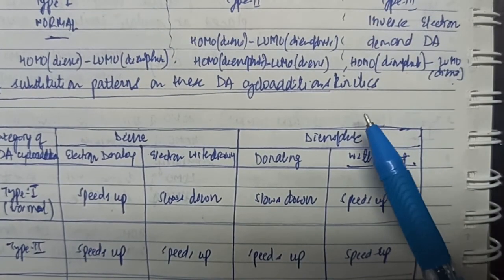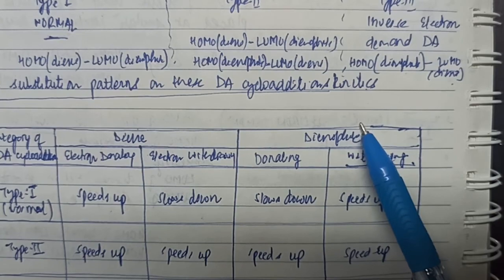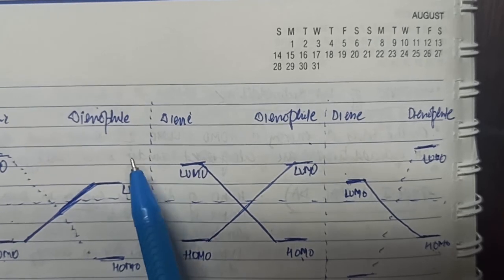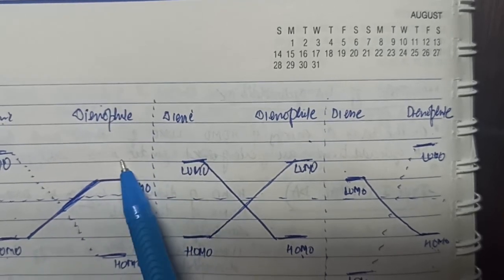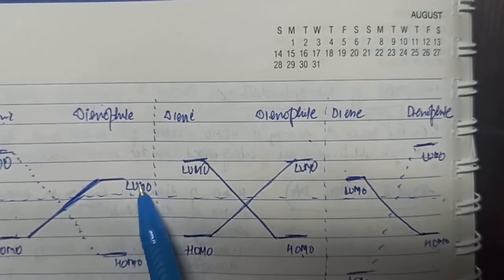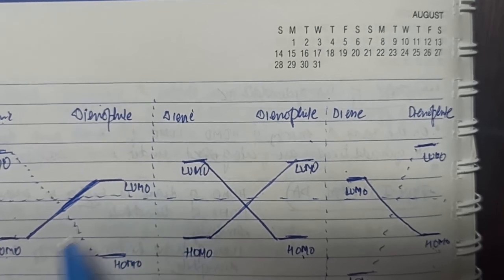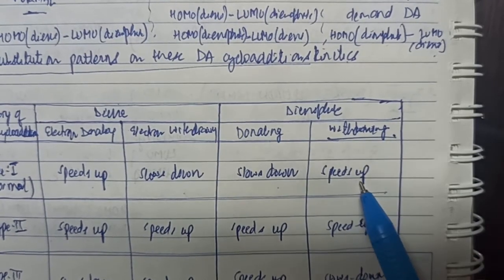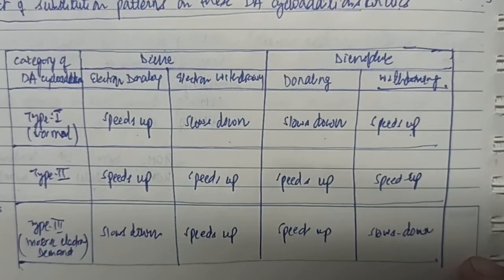And conversely, if substitution patterns are to be studied on the dienophile in the type 1 category, an electron donating group should raise its energy level, increase the energy gap, and slow down the reaction. An electron withdrawing group lowers its energy, lowers the energy gap, and speeds up the reaction. Therefore, a donating group should slow it down, whereas an electron withdrawing group should speed it up. This is the case for type 1.